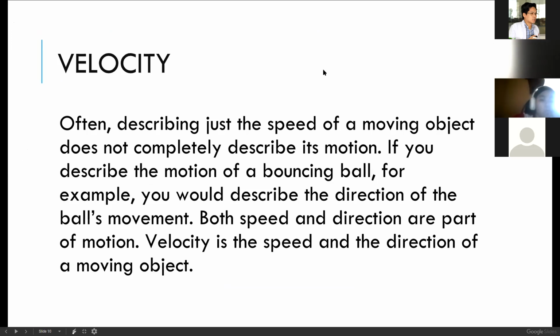Velocity, often describing just the speed of a moving object, does not completely describe its motion. If you describe the motion of the bouncing ball, for example, you would describe the direction of the ball's movement. Speed and direction are part of motion, correct? Velocity is the speed and the direction of a moving object.